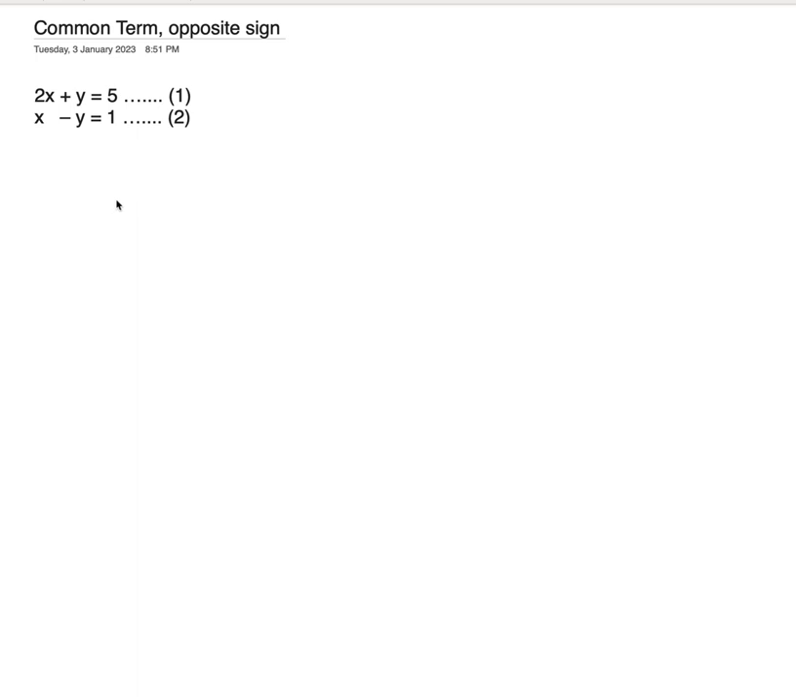The aim of the elimination method is to remove one of the unknowns, either x or y. To do that, we need to look out for a common term. We can see that the common term is y, and the sign of y is opposite in both equations. Hence, we need to add the equations to remove it. So we write equation 1 add to equation 2.